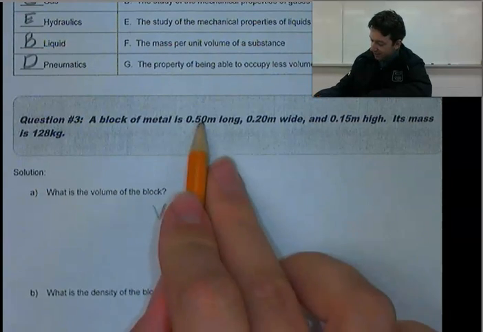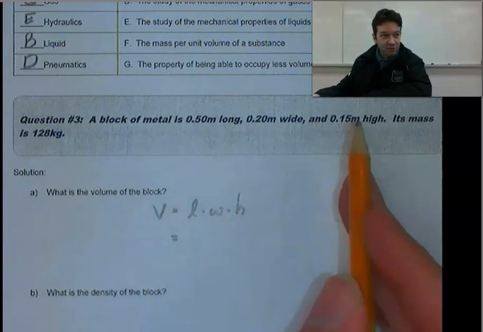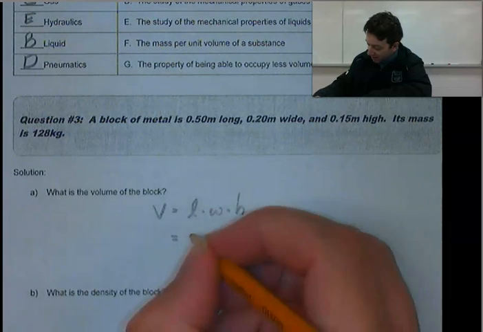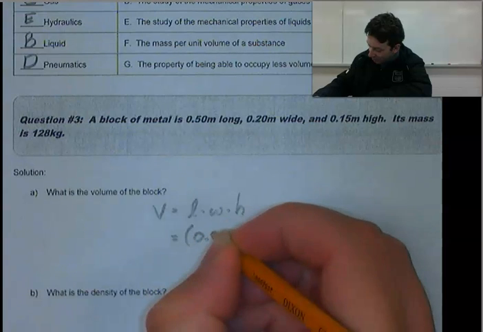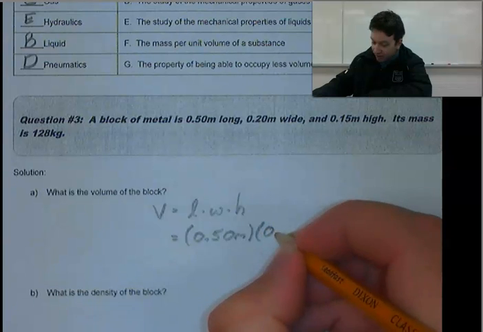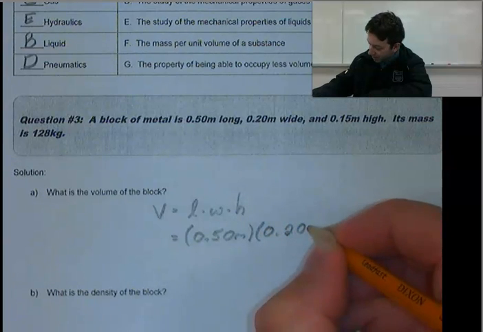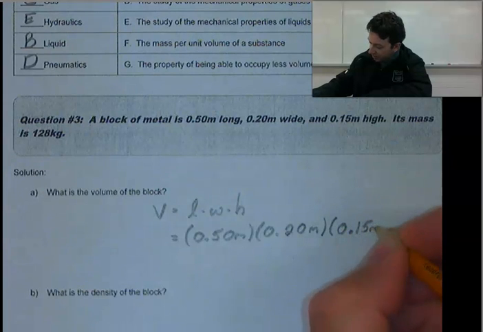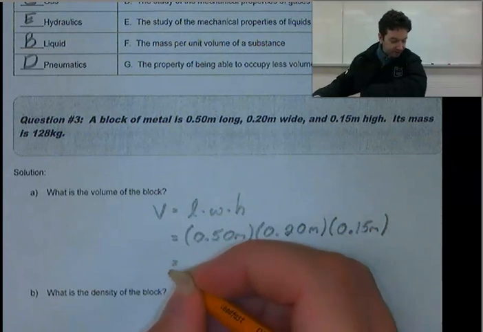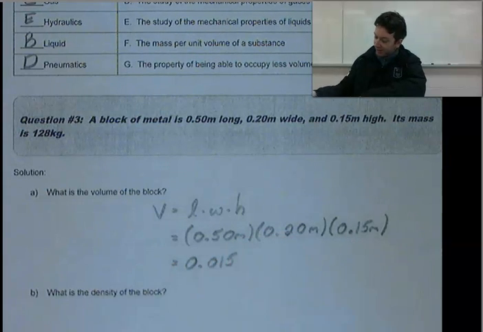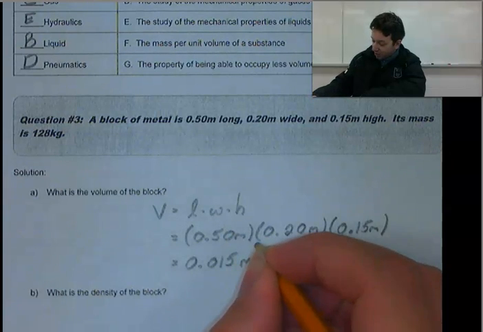Now, these are all in meters, so that's good. If any of them was in centimeters or something else, we'd have to convert it so they're all the same units. But here we have 0.50 meters long multiplied by 0.20 meters wide multiplied by 0.15 meters high. And that's going to give us 0.015, and the units of meters times meters times meters is meters cubed.